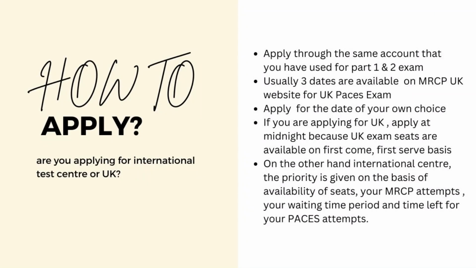So first of all, how to apply. It depends upon whether you are going to apply for the international center or for the UK. You need to apply through the same MRCP UK account that you are using for the MRCP Part 1 and Part 2 exams. If you are applying for the international center, then just look at the dates on the MRCP UK website and apply in the given dates which are available for the international centers. For the upcoming exam, there are usually 3 dates conducted in 1 year, so you should see the dates which are suitable for you and apply in the window period of that.